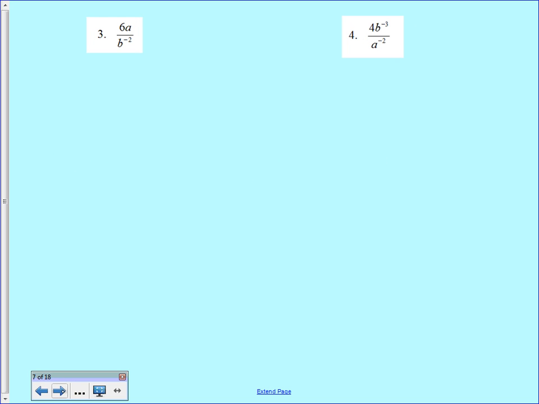Let's take a look at number 3. So number 3, again, we want to get rid of any negative exponents that we have. So I see that this b to the negative 2 is negative on the bottom of the fraction. So I need to flip it to the top in order to make it positive. Okay, so I'm going to flip that fraction to the top. So I have 6a, and then b to the negative 2 needs to come up to the top. When I flip it to the top, I give it a positive exponent. So my final answer on that one is 6ab squared.